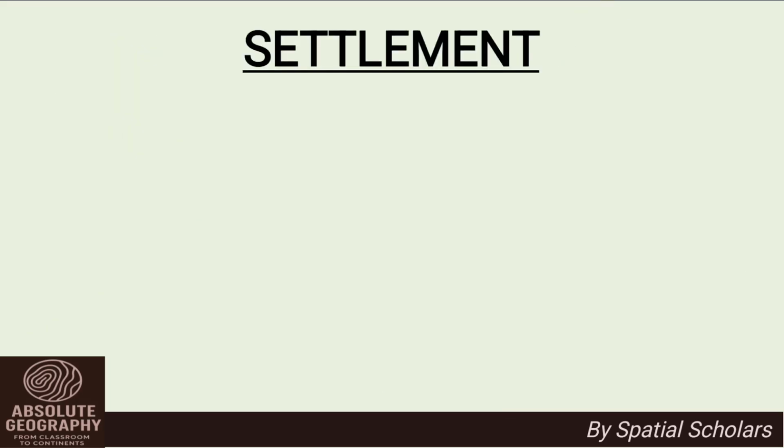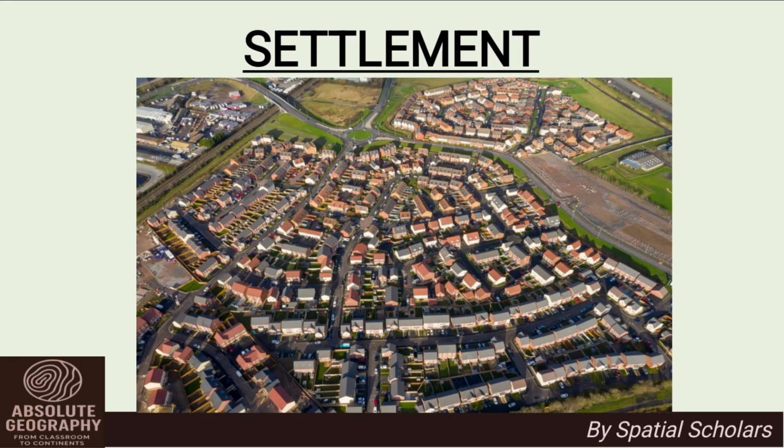So, what is a settlement? A settlement is a place where people live. On a topographical map, settlements are shown in red. Their distribution depends on the relief, soil, availability of water, and climate of the place. By observing settlement patterns, we can understand the suitability of an area for habitation.